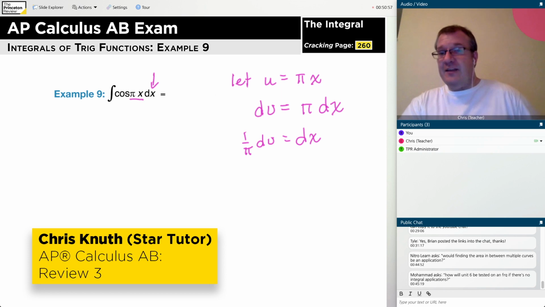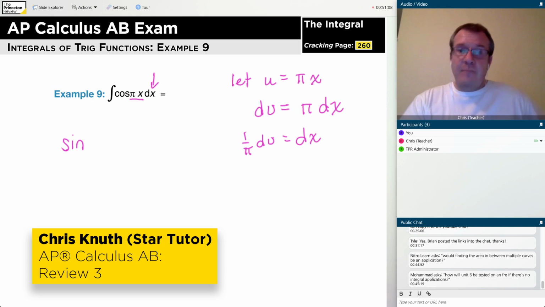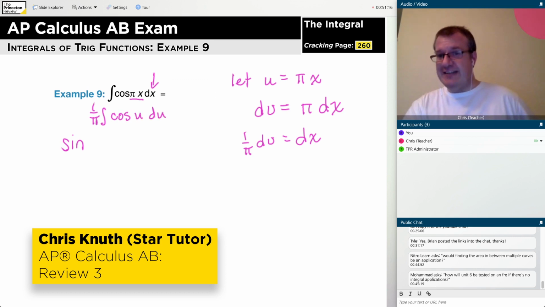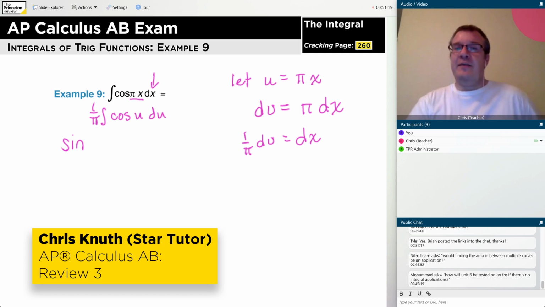Again, I'm taking an integral of cosine. That's not going to change the sign because you had to take the derivative of the sine to get the cosine. Now, so technical rewrite: 1 over pi, the integral of cosine of u du. Everything checks out. When I go ahead and take the antiderivative, I'm going to have the 1 over pi sine of u. And again, my constant of integration. And then I'm just going to rewrite in terms of the original expression. 1 over pi sine pi x plus c.